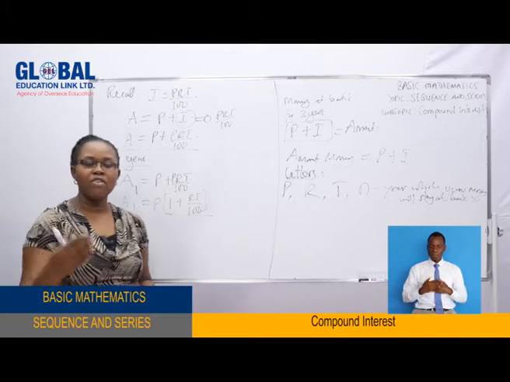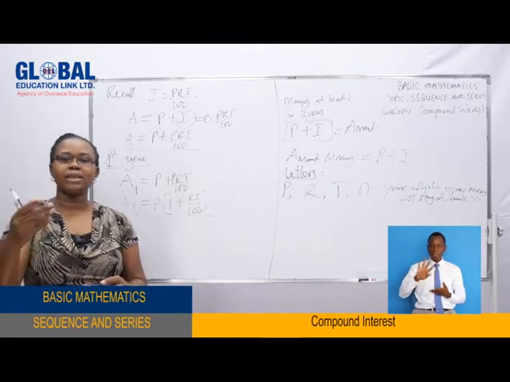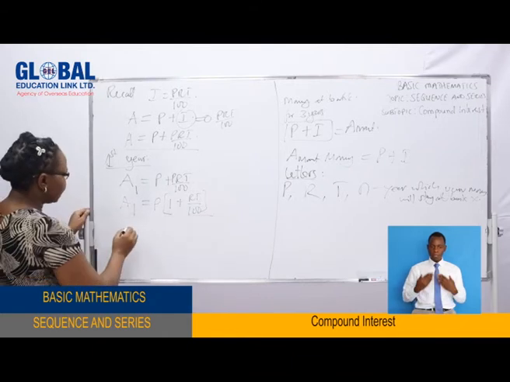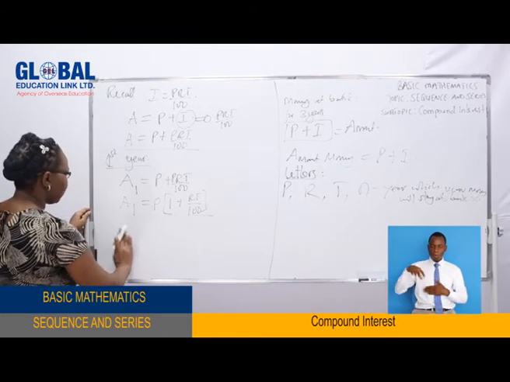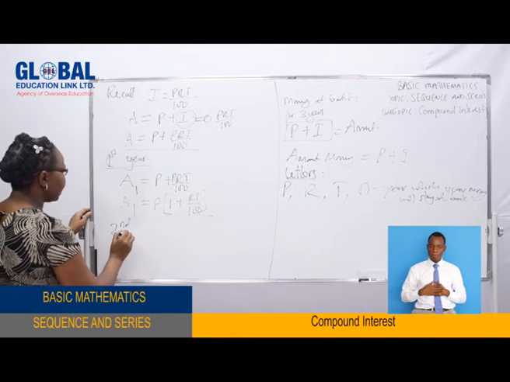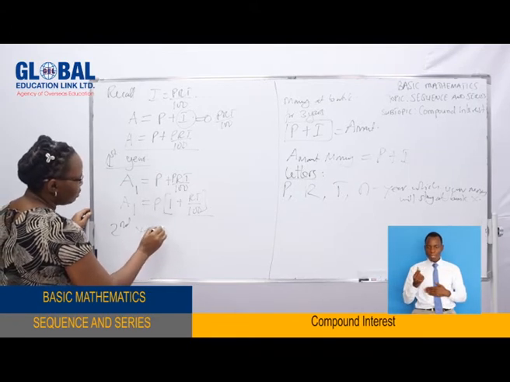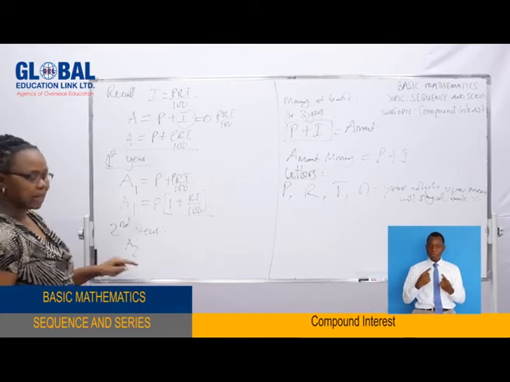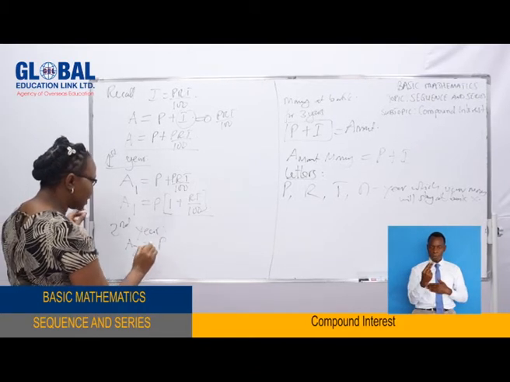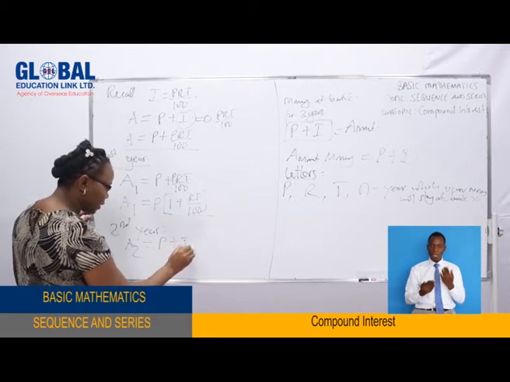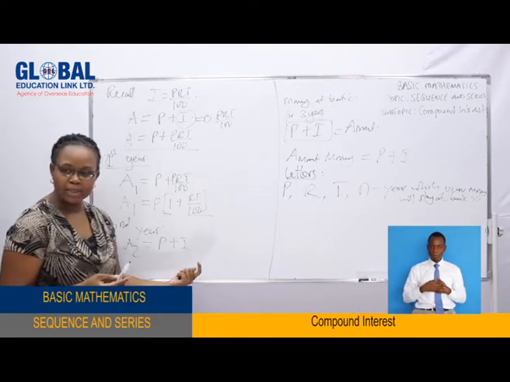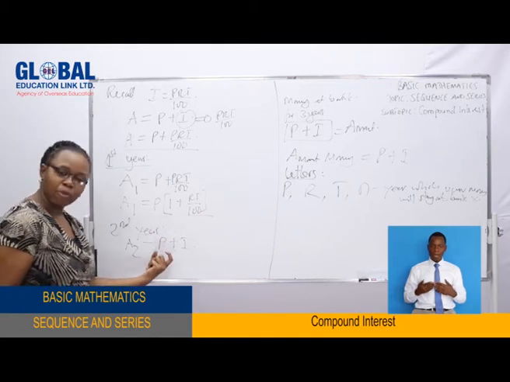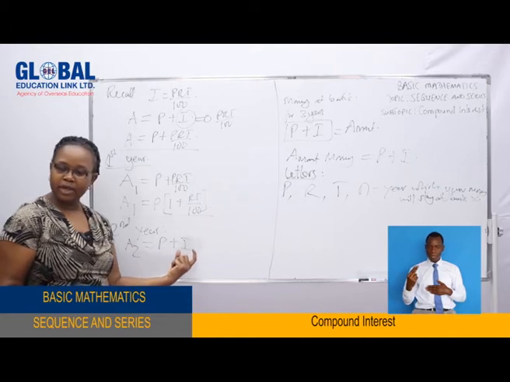Then let's see the amount of money obtained after the second year. When we go to the second year, it is the same. The amount of money obtained after the second year will be equal to A2, which stands for the second year, and we know it is the same: P plus interest. At the second year, the amount of money obtained is the principal and the interest.